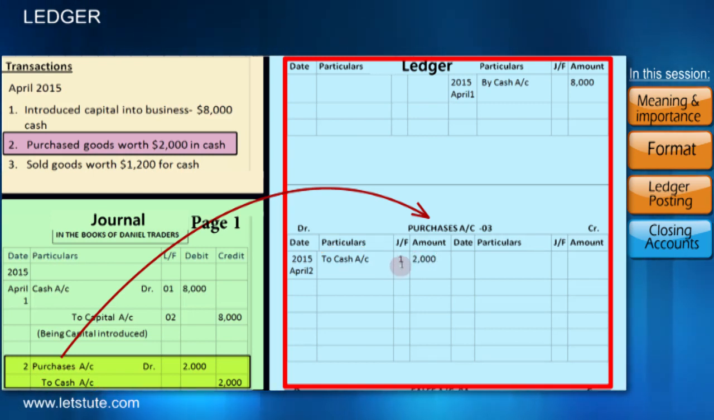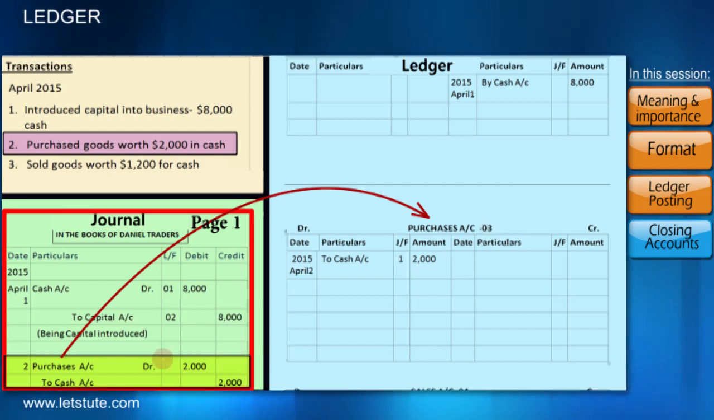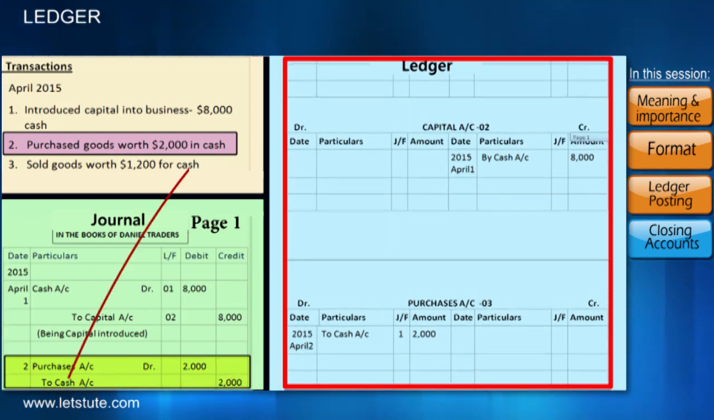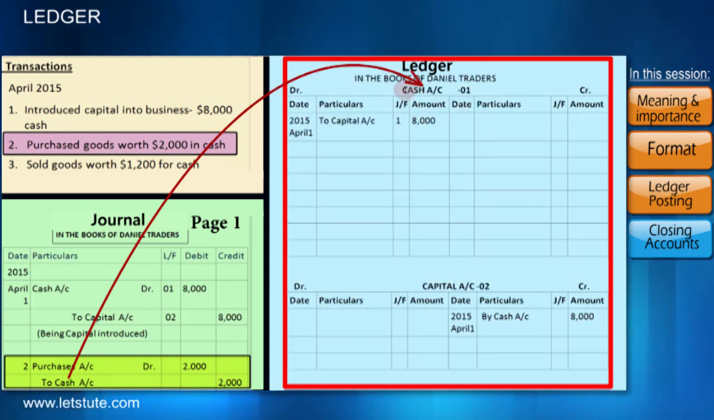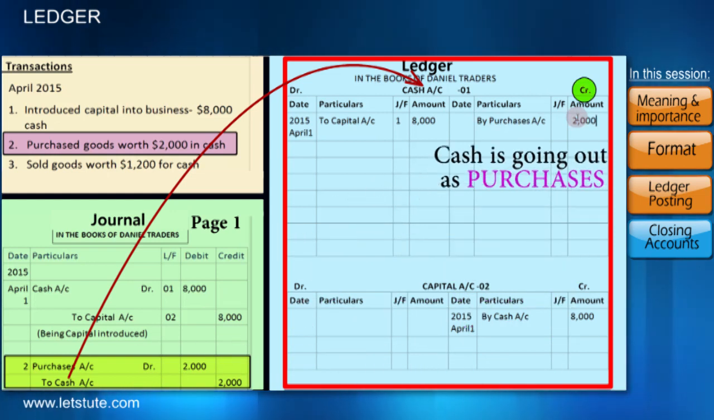JF, page 1, since it's taken from page 1 of the journal. And now for our second effect, we will go back to cash account. And on the credit side, we write by purchases 2000, as cash is going out for purchases.